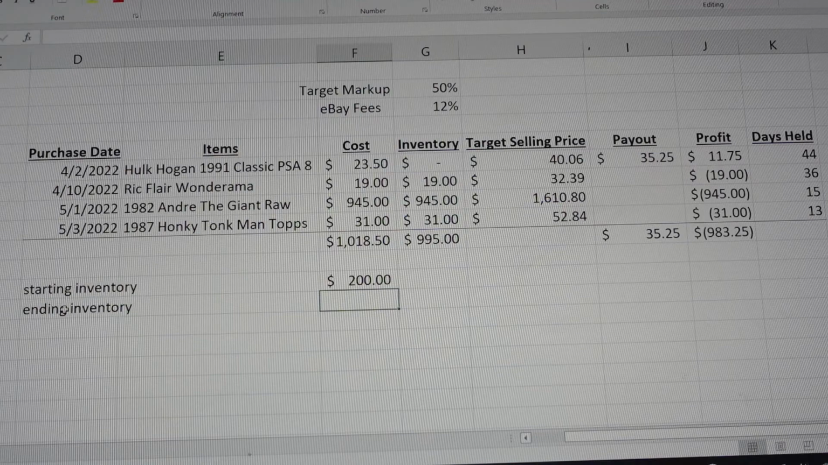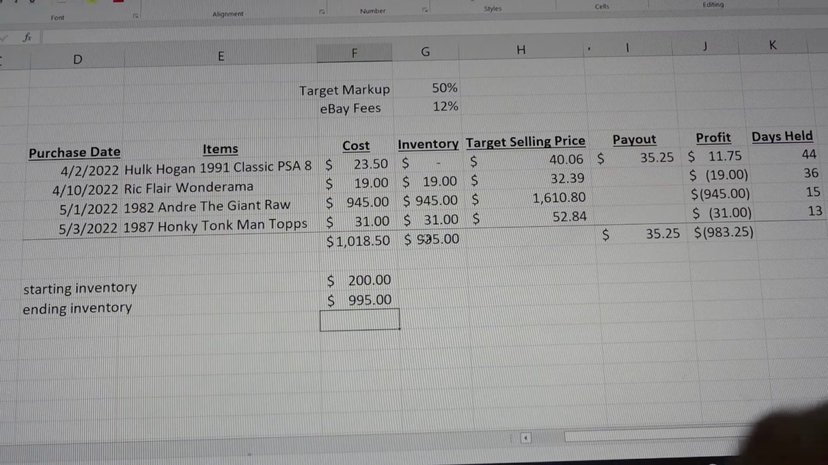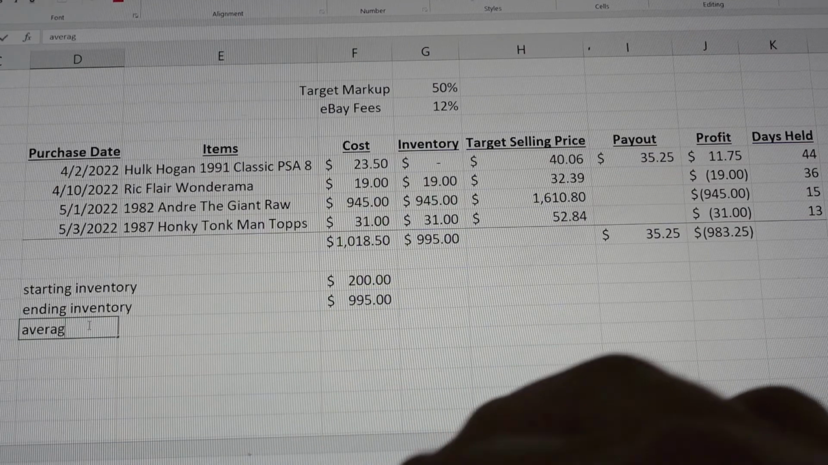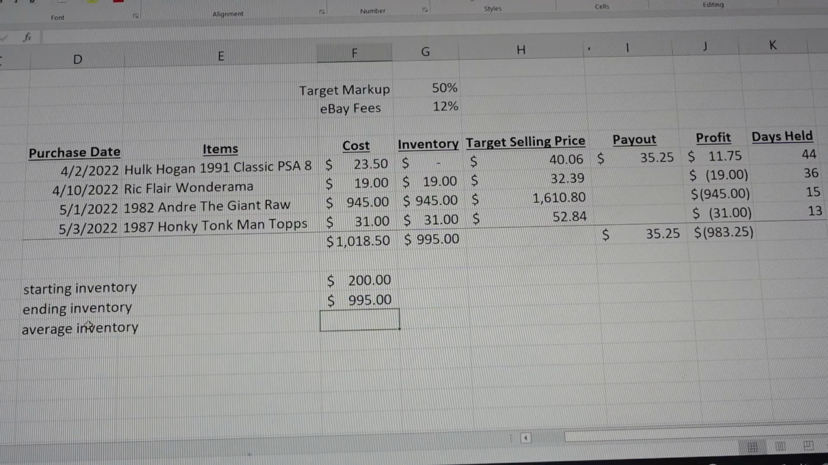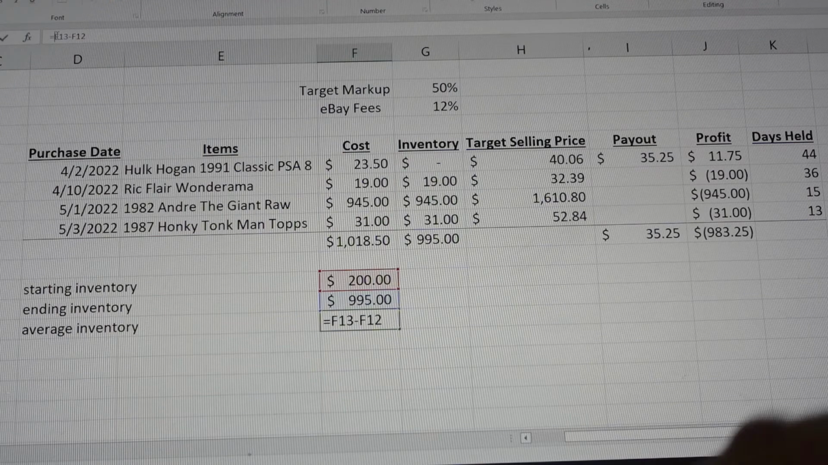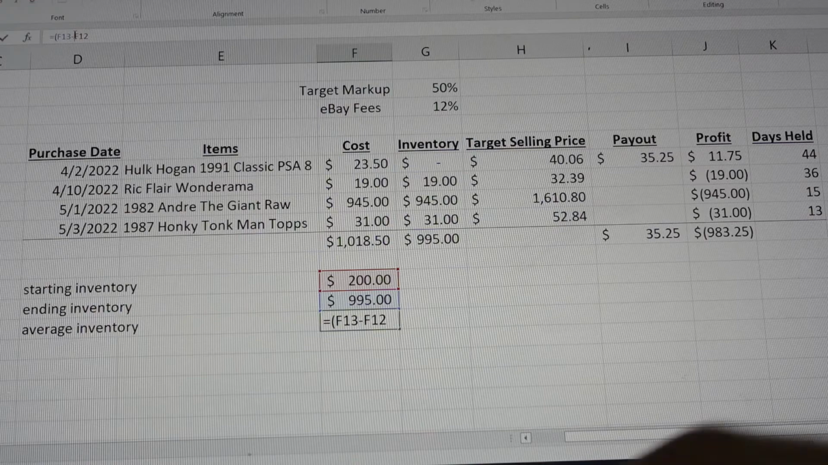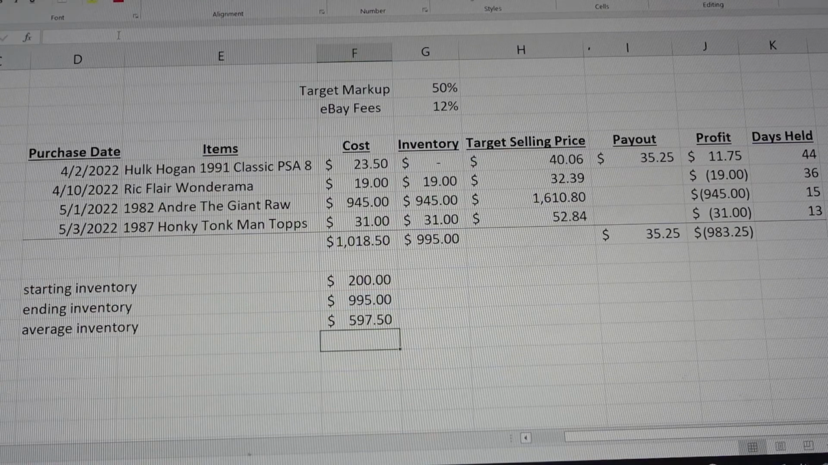Your ending inventory is this, $995. Your average inventory equals this minus this. Or excuse me, your average inventory is the average of those two. I don't know why I did that. So it equals this plus this divided by 2. So during that time, you had $597.50 of inventory on average.